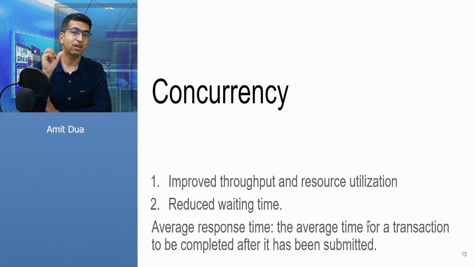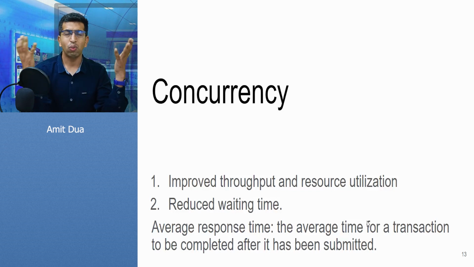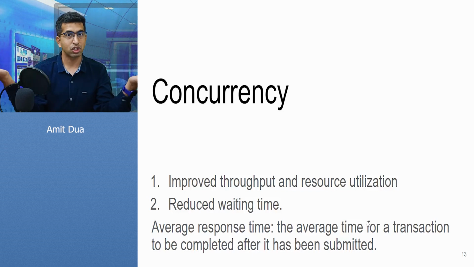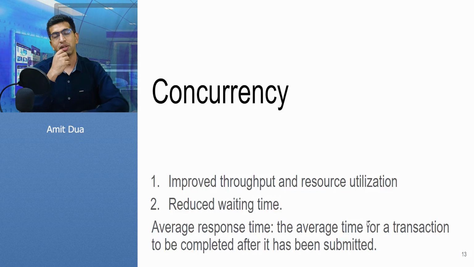Now, why do we need concurrency? Because the data is one, the processor is one. Why are we bothered about requiring concurrency? It may be possible that there are hundred transactions. One by one, anyways, they are executing. Anyways, the processor is one. Anyways, the database is one. Why do we need concurrency?